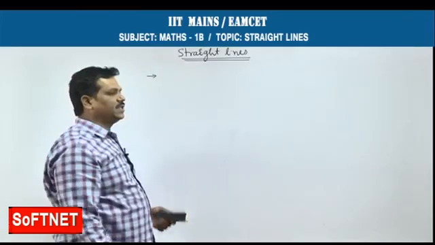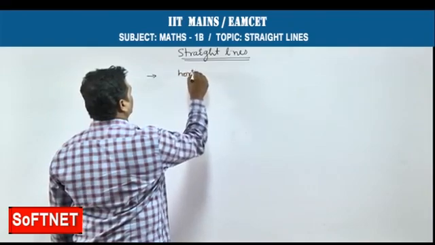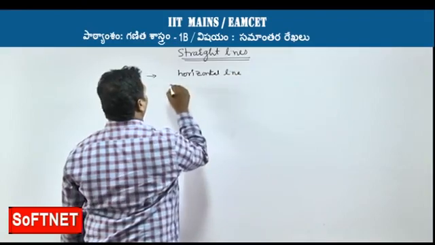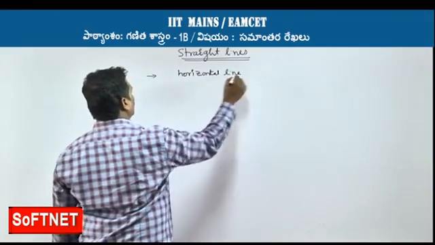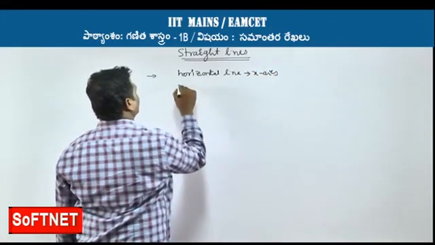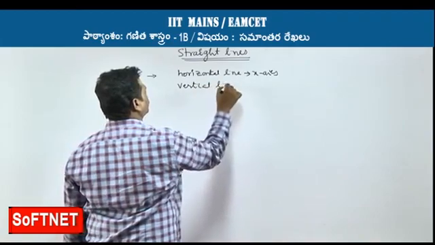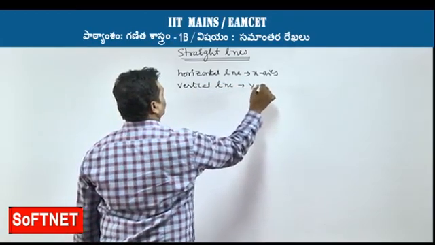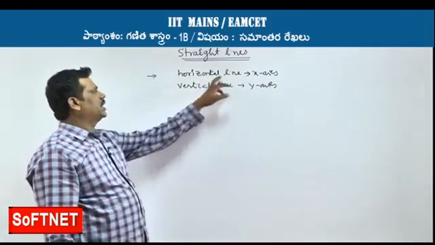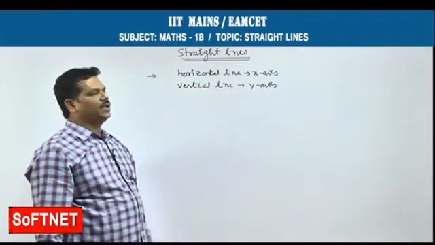Okay. So here this is the first point, and the second point is, already we know, the x axis is called what? Horizontal line. The x axis is called horizontal line, and the y axis is called what? Vertical line. The x axis is nothing but horizontal line, and the y axis is nothing but vertical line.